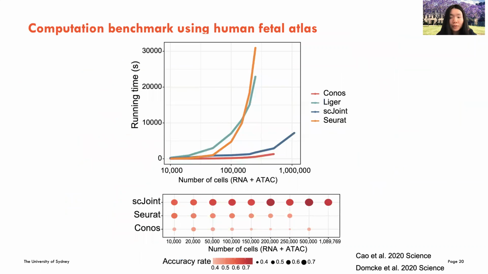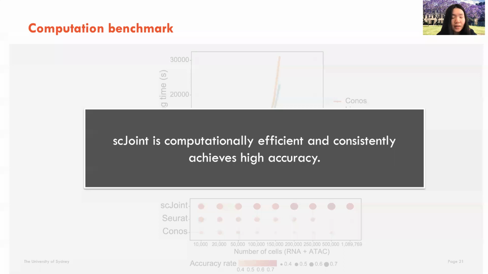scJoint is also very computationally efficient. We use scJoint to integrate millions of cells from the human fetal atlas generated by RNA-seq and single-cell ATAC-seq. Due to memory limitation, most of the methods are not able to handle data with more than a million cells. We found that scJoint is the only method that can integrate millions of cells in a short period of time and also achieve a high accuracy rate. This leads us to our last take-home message. scJoint is computationally efficient and consistently achieves high accuracy rate.